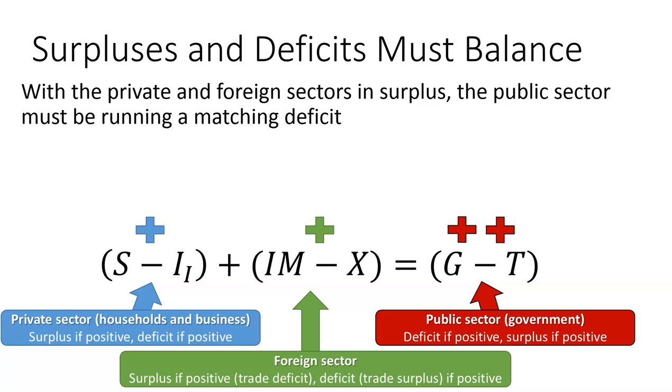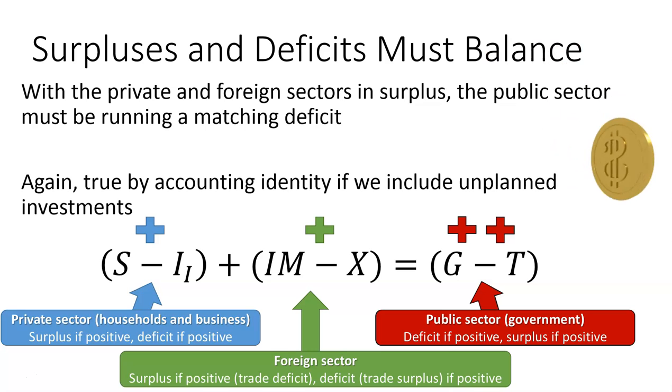Notice then what that's telling us is that if the private sector is running a surplus and the foreign sector is running a surplus, then the public sector must be running a deficit that is large enough to come out equal to the sum of the other two sectors' surpluses. And again, this is simply true by accounting identity, at least when we include all investments. And this is true for the same reasons that we've seen in the past. Surpluses and deficits are by definition two sides of the same coin.